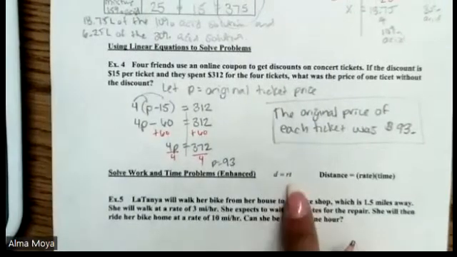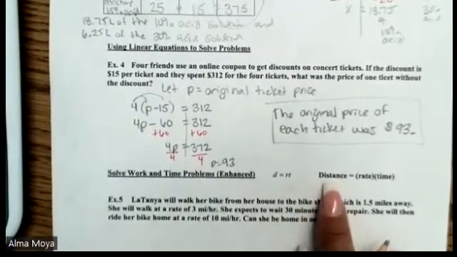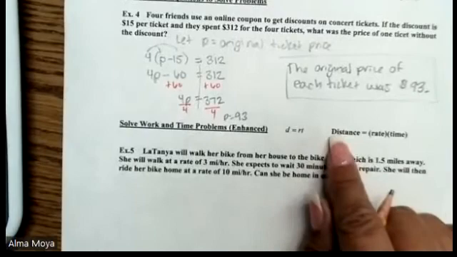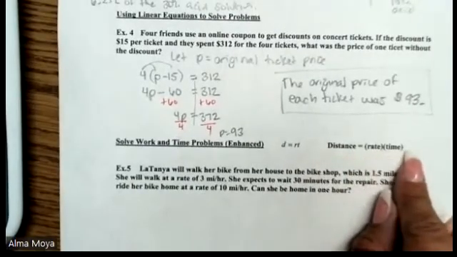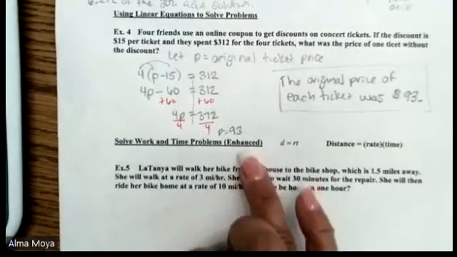All right, now on this one, this is going to be a distance problem. Now, distance is equal to the rate times the time. Now, this is for enhance only.